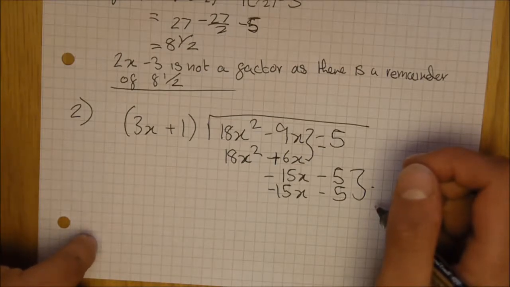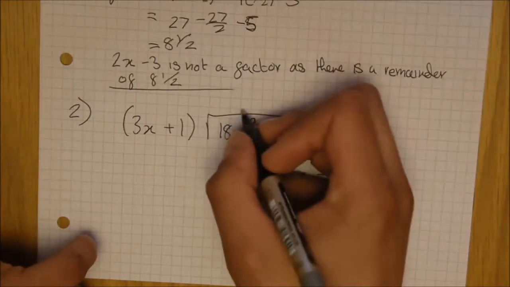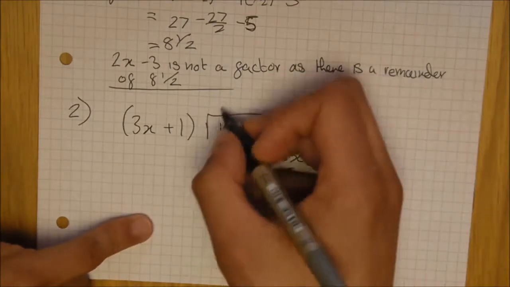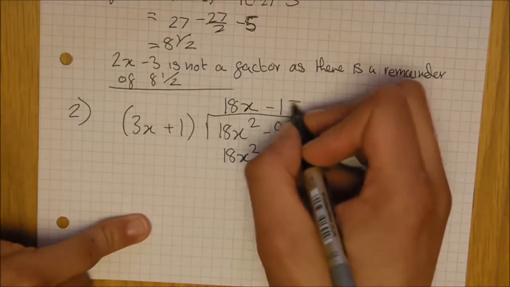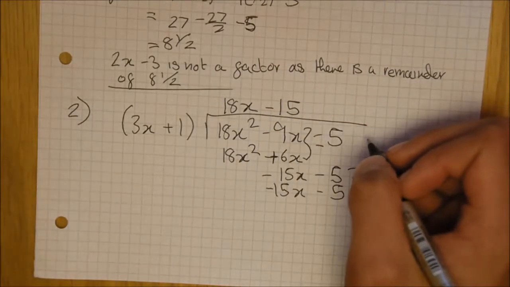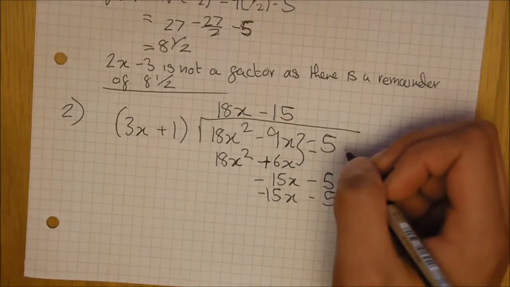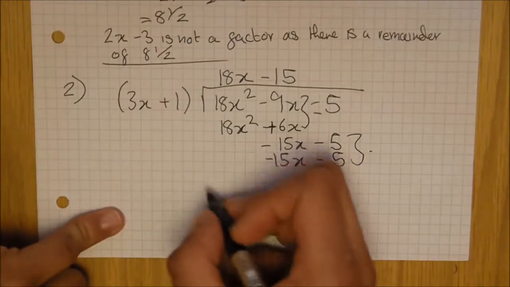So then, what have we got? For our original expression, we're going to have 18x minus 15. Now then, I don't know if you've noticed, but there's something quite interesting about 18x minus 15. You can take out a factor of 3.